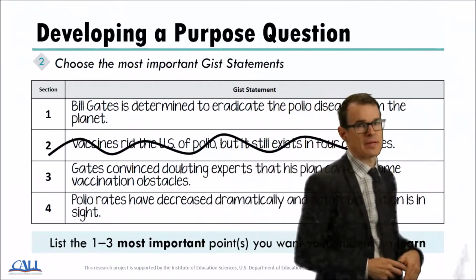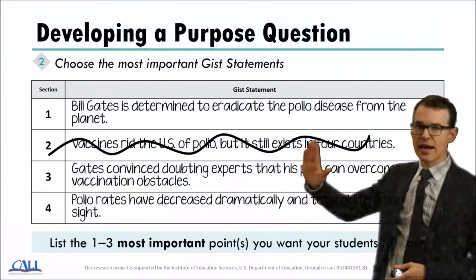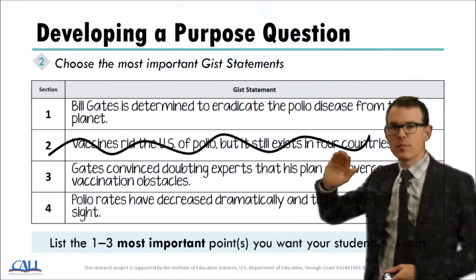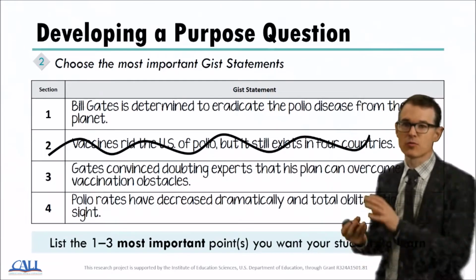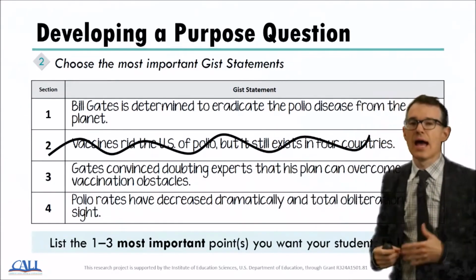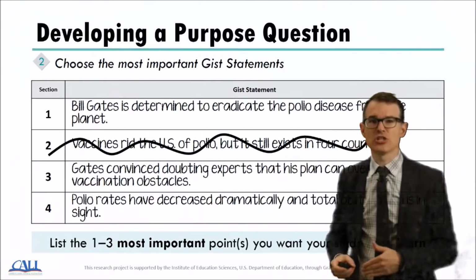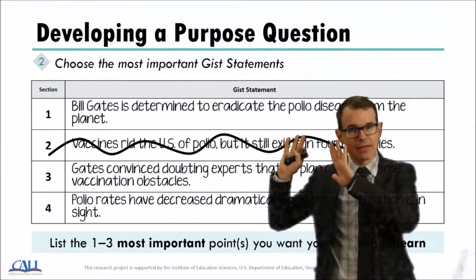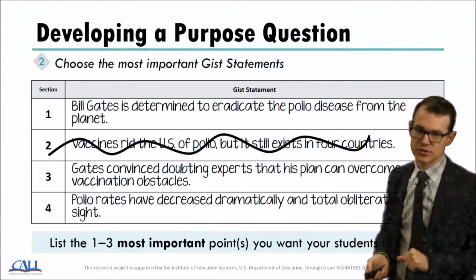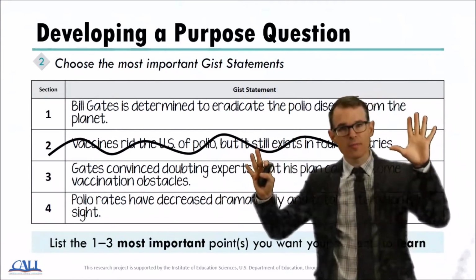Well, the one thing that I eliminated here was this idea that vaccines were the US polio, but it still exists in 4 countries. Obviously, what we're trying to do is eliminate it in those 4 countries, but really the key is this overall point about polio eradication. It isn't so much about these specific 4 countries. So I'm actually going to decide that that's not as important as the other gist statements. So now we've come up with the most important gist statements.